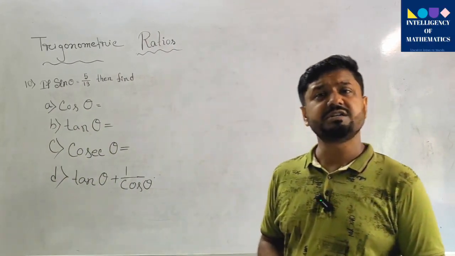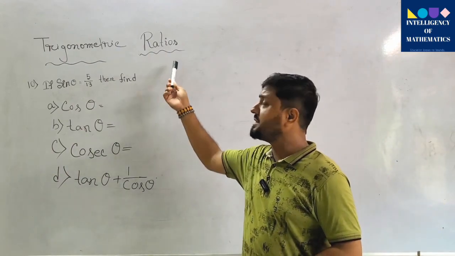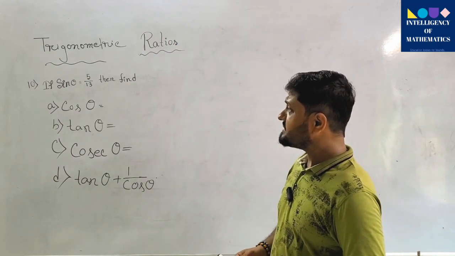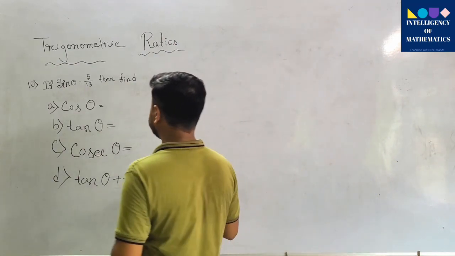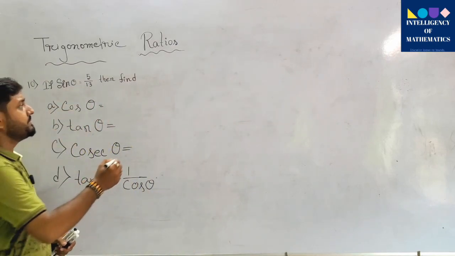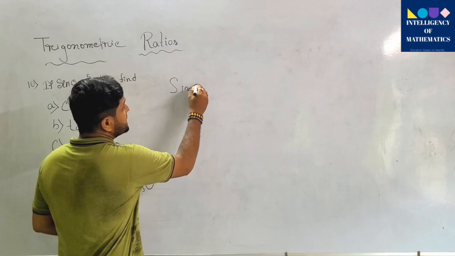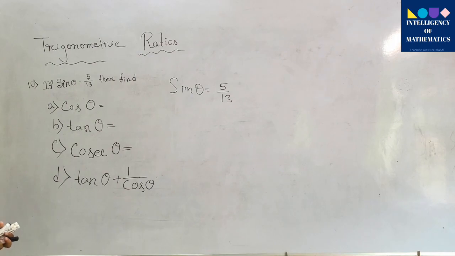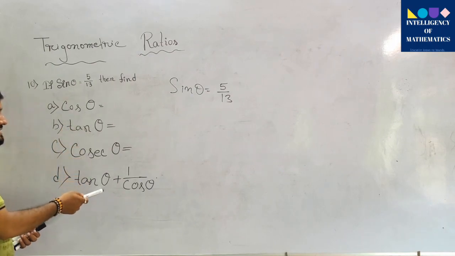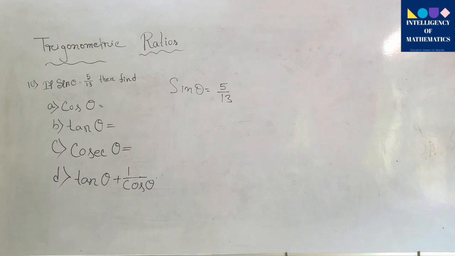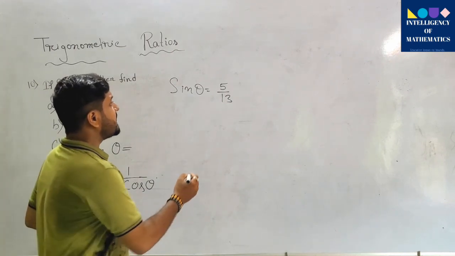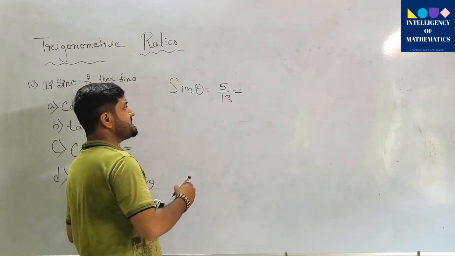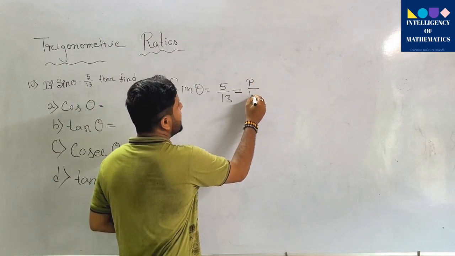Okay, so next we are going to discuss sum number 10 of that same chapter, trigonometric ratios. Here the value of sine theta is given as 5 by 13. We have to find the values of cos theta, tan theta, cosec theta and this expression. First we will understand that sine theta means which side by which side. We know sine theta means perpendicular by hypotenuse.